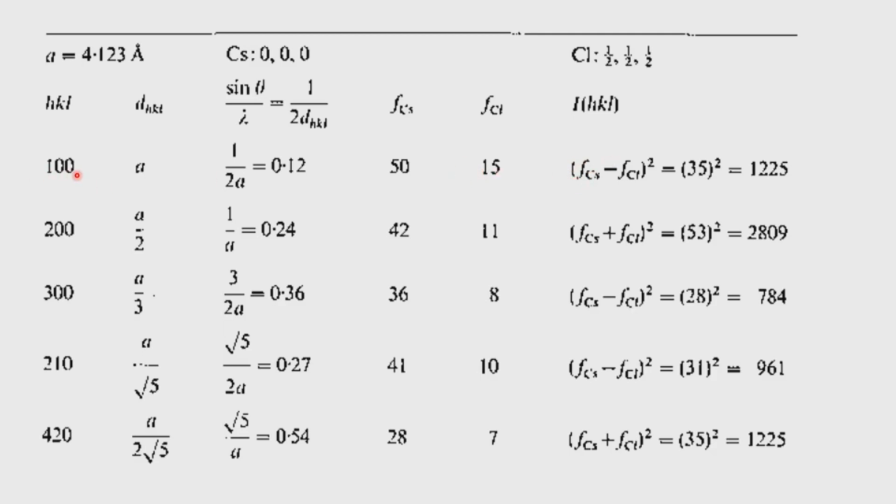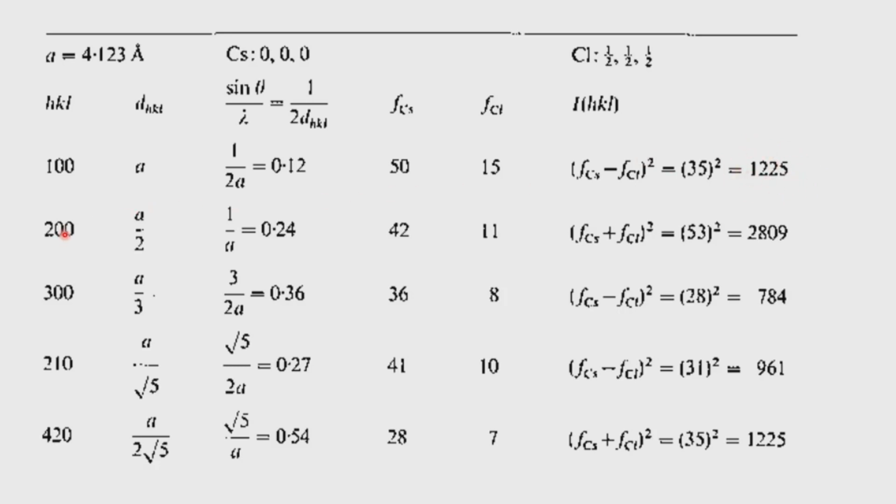And so we have already seen what is 100 in the previous view graph, that is FCS minus FCL whole square. So, the difference 50 minus 15 is 35 square. So, we get an intensity of 1225.